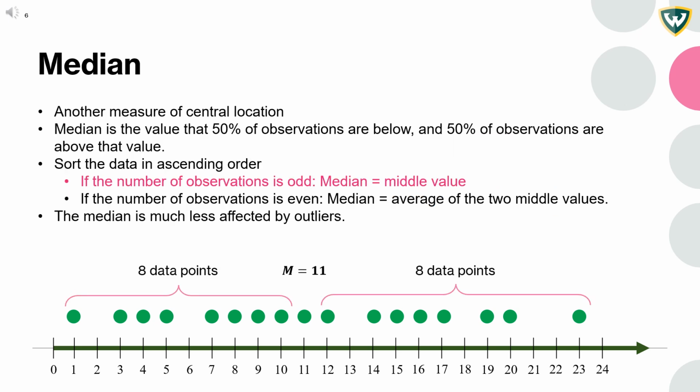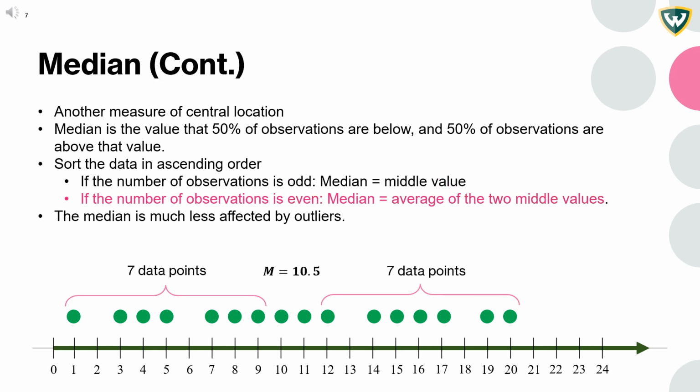The median is another key measure of central location that represents the middle value of a dataset, effectively splitting it so that half the observations fall below and half fall above this point. To find the median, first sort the data in ascending order. If the dataset has an odd number of observations, as shown in this example, the median is simply the middle value, which is 11. If the dataset has an even number of observations, the median is calculated as the average of the two middle values. Here it is the average of 10 and 11, which is 10.5.